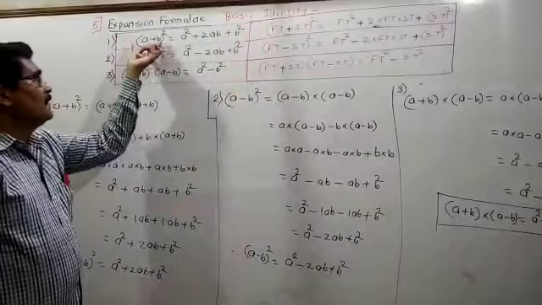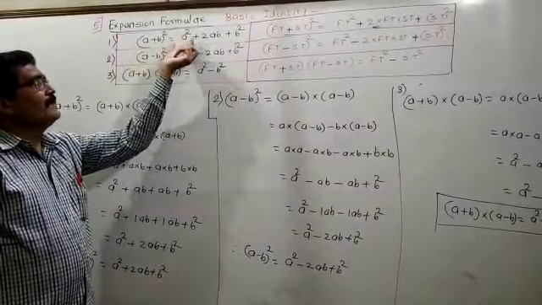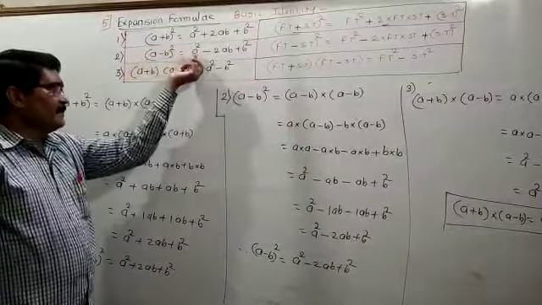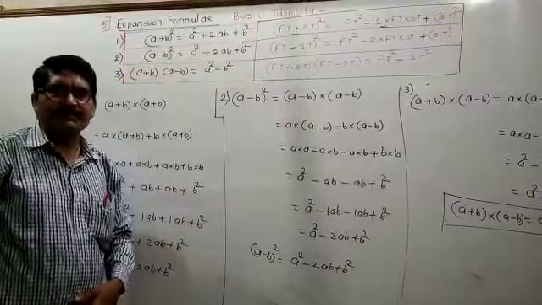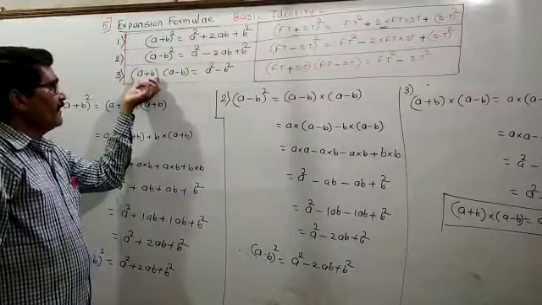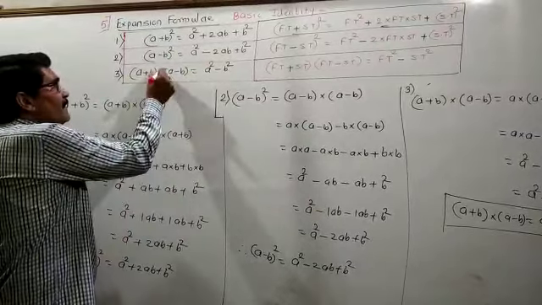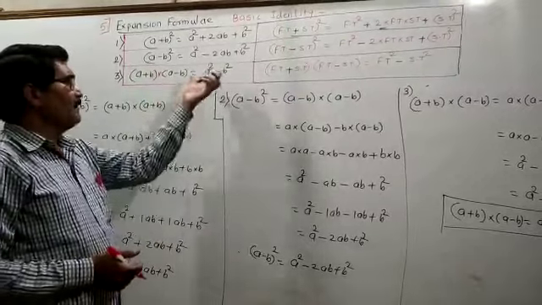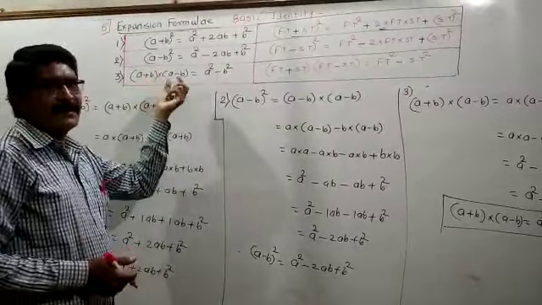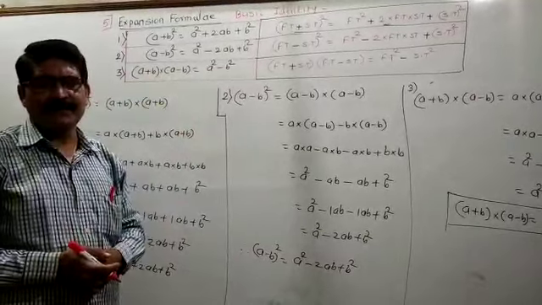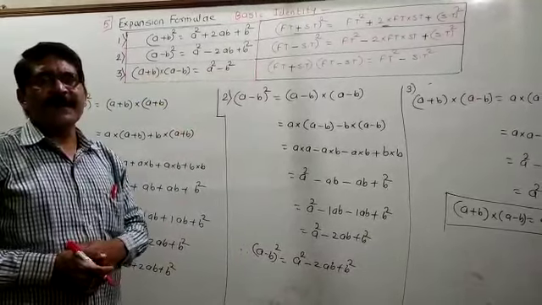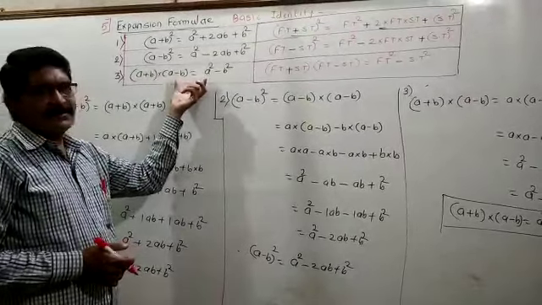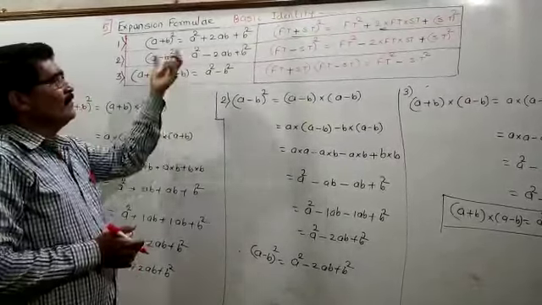First identity is (a plus b) bracket square is equal to a square plus 2ab plus b square. Second identity, (a minus b) bracket square is equal to a square minus 2ab plus b square. And third identity, (a plus b) multiplied by (a minus b) is equal to a square minus b square, or a square minus b square is equal to (a plus b) in one bracket multiplied by (a minus b) in another bracket. These are the three basic identities. All the algebra and everything is based on these identities. So you have to learn these identities.